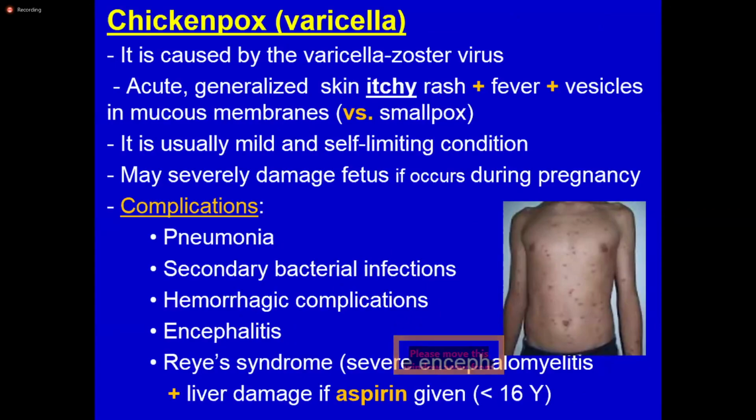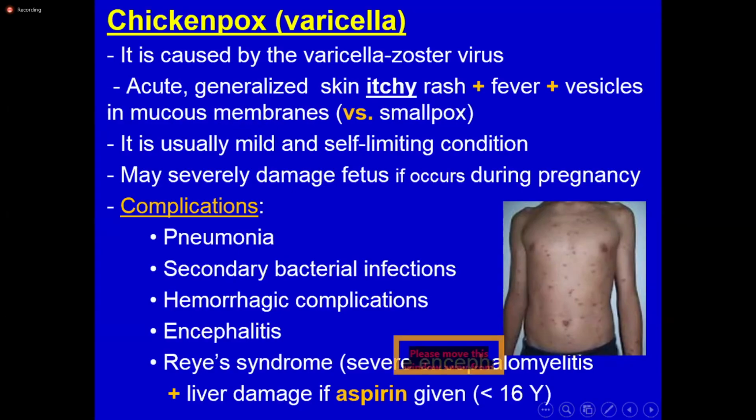Chickenpox, varicella. It is caused by varicella zoster virus. It's a sudden, acute, generalized infection with an itchy rash, with fever, and vesicles in the mucous membrane. Smallpox, which we have spoken about, has no lesion in the mucous membrane. Chickenpox has lesions in the mucous membrane. This is one of the differentials between the two diseases.